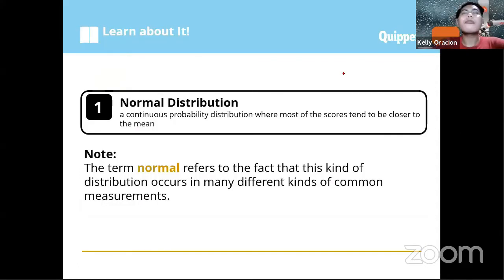Now, when we say normal distribution, it is a continuous probability distribution where most of the scores tend to be closer to the mean. So if your score is very close to the mean, you can create a normal distribution for that one. The term normal refers to the fact that this kind of distribution occurs in many different kinds of common measurement.